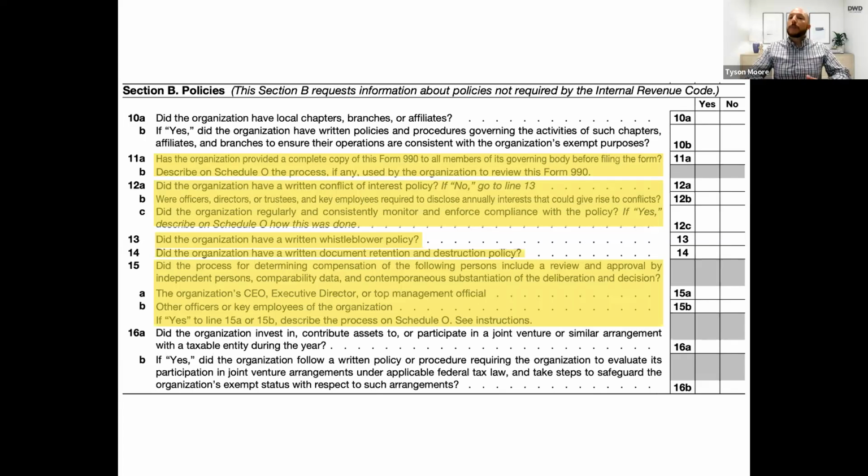So again, if you don't have these in place, I'd highly recommend that you put them in place. And if you need templates or a place to start, please let us know. We have templates we can send out if needed.